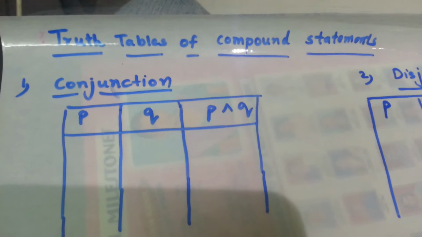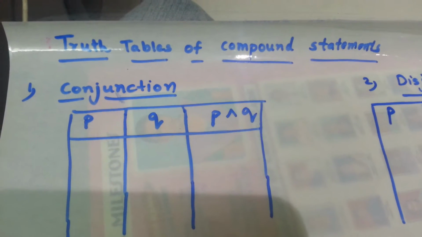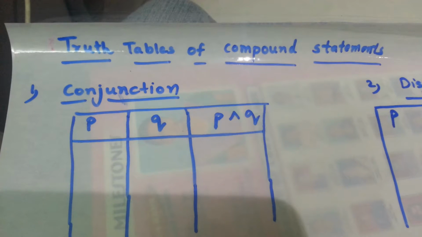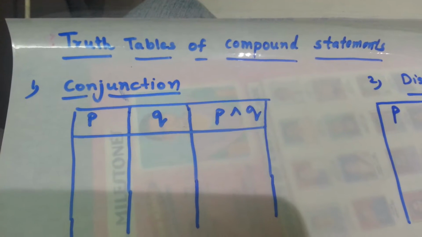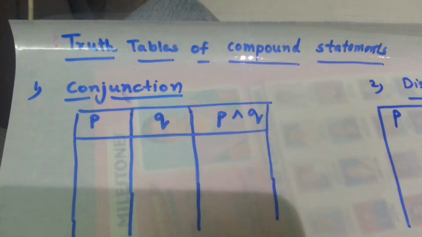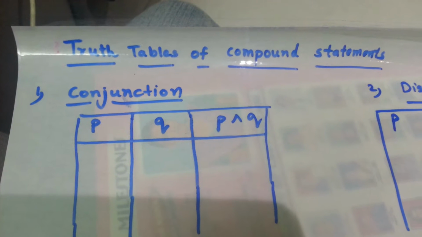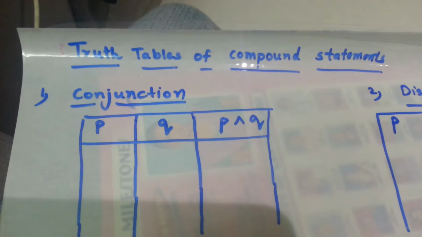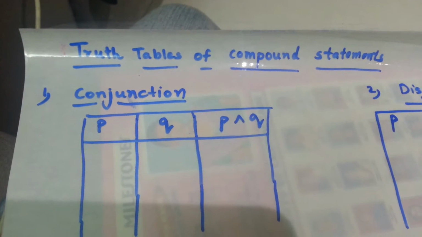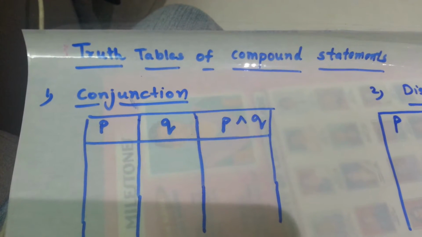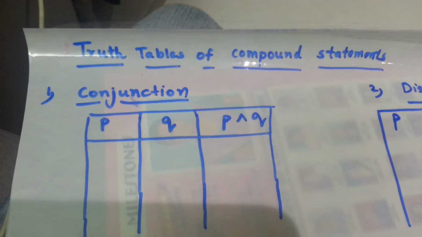A compound statement is also called a statement pattern. The truth value of a compound statement depends on the truth values of its components. The table which shows the truth values of a compound statement for all possible combinations of its components is called the truth table of the compound statement.